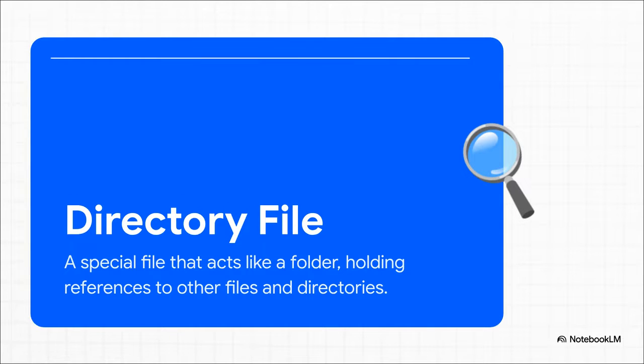Next up, the directory file. Now, this one's a little different. It's a special kind of file that doesn't actually hold any data itself. Instead, it works like a folder, or maybe a better analogy is an address book. Its only job is to keep a list of other files and directories and where to find them. They're what give the system its structure.